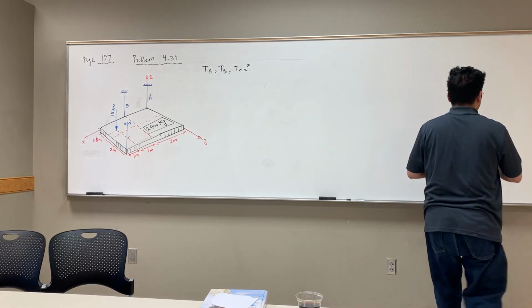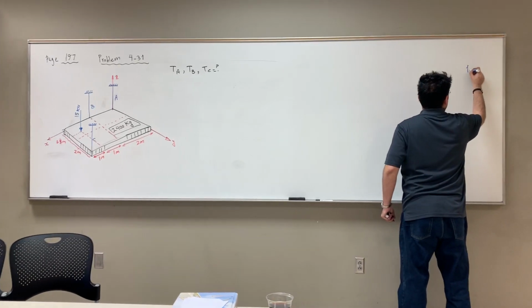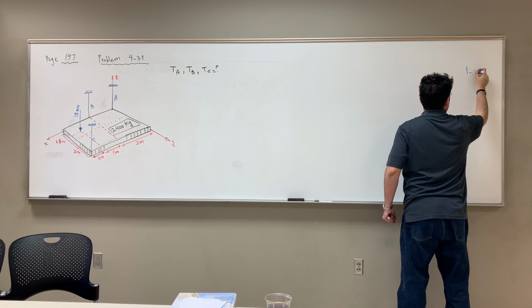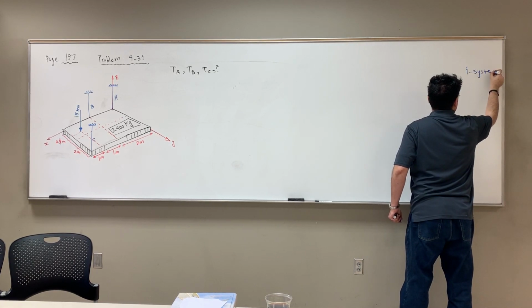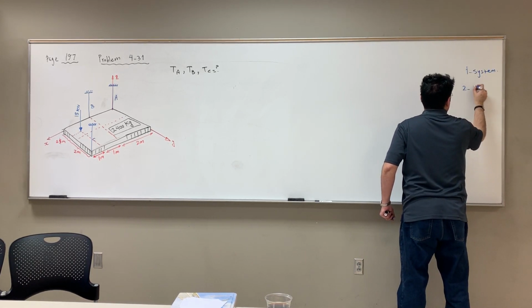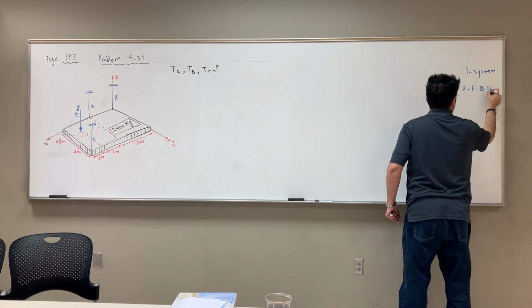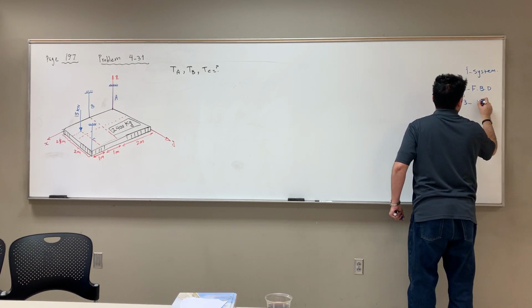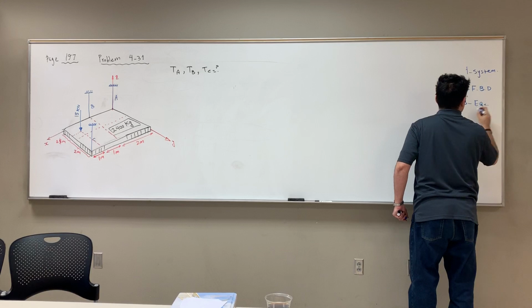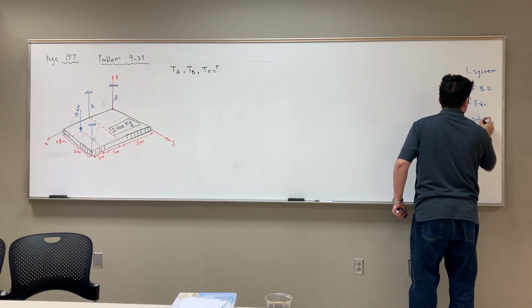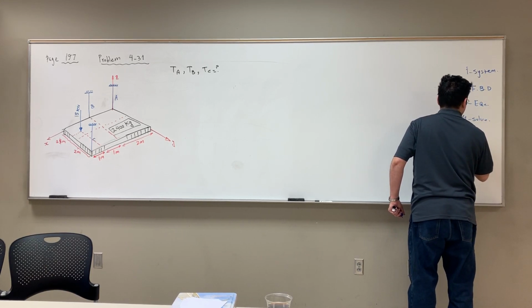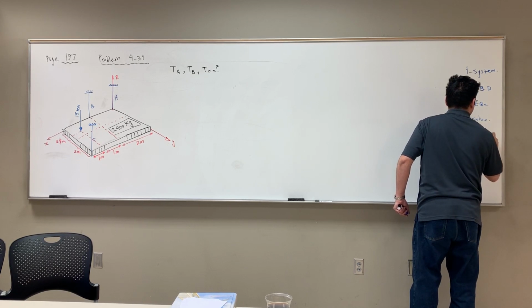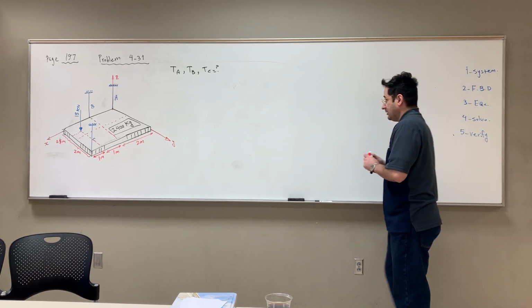5 steps here, so we know what we're doing at every step. System, future system. Draw free-body diagram. Then write the units. Solve them. And finally, verify the results if you can.